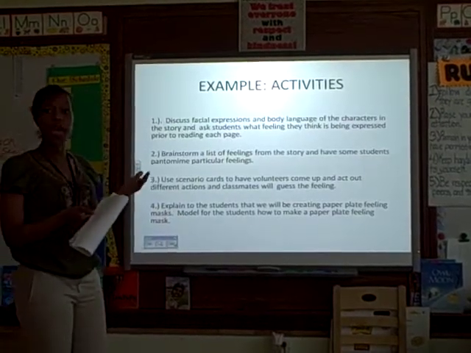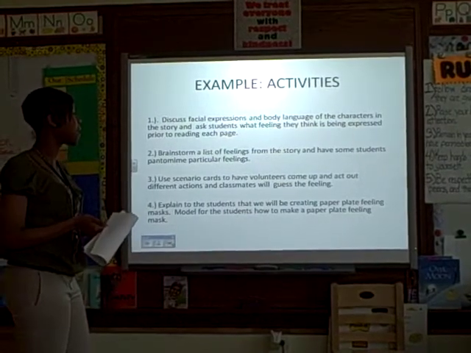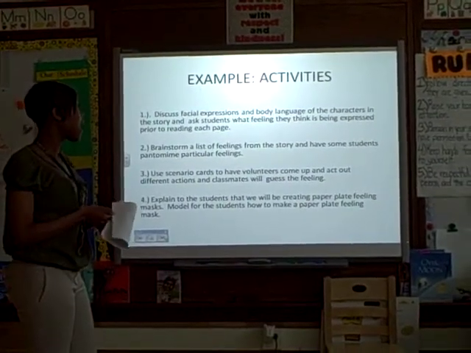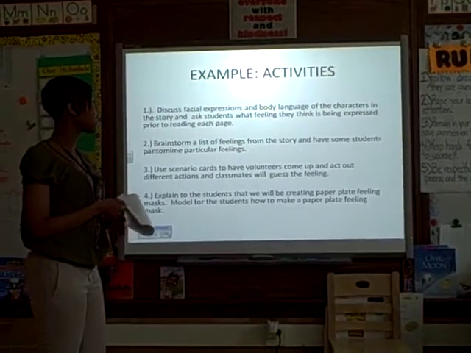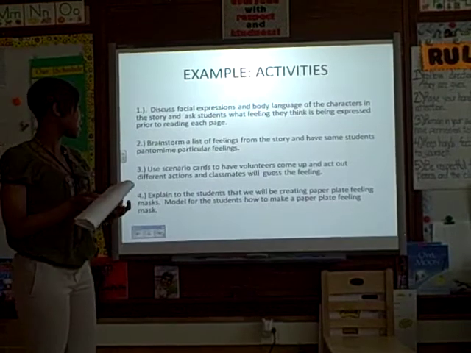Here's an example from the humanities side. You're going to discuss facial expressions and body language of the characters in the story and ask students what feelings they think are being expressed prior to reading each page. So it starts off with a whole class lesson.